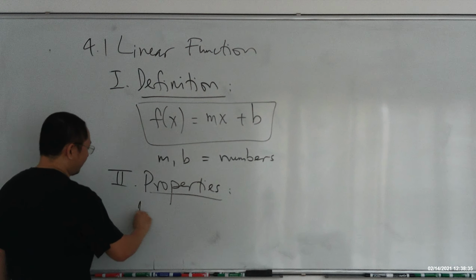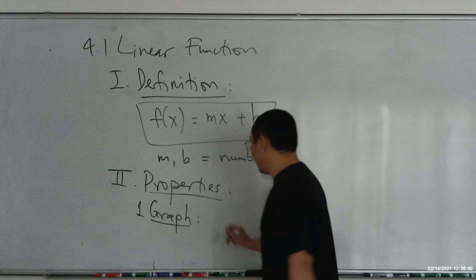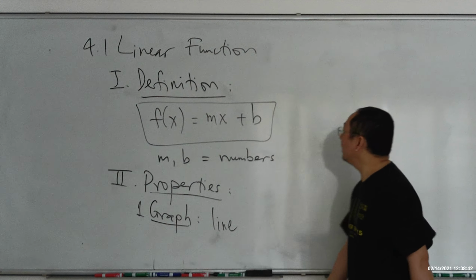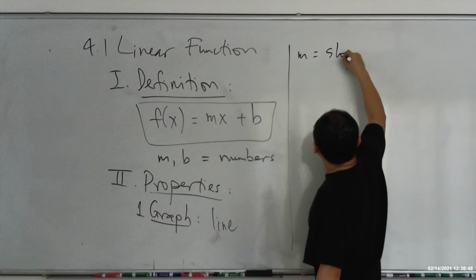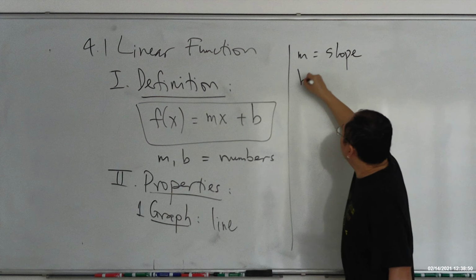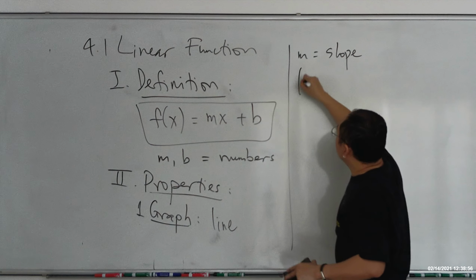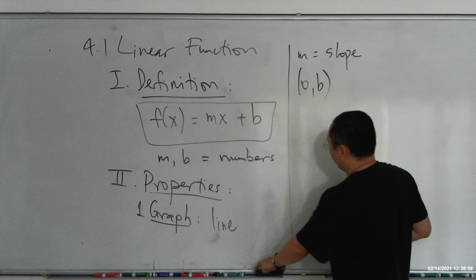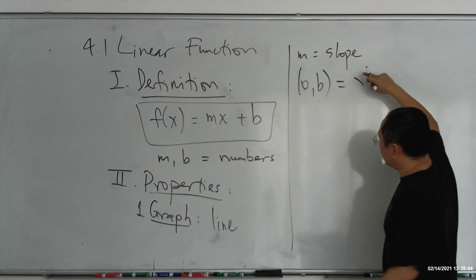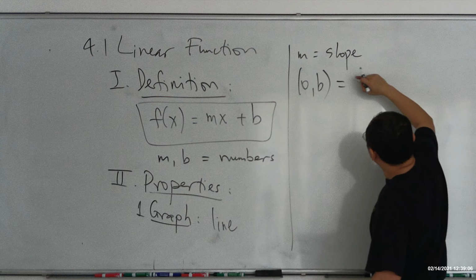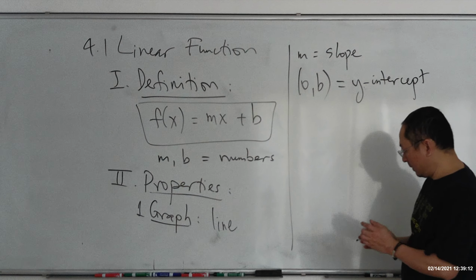The first one, graph. What kind of graph are we going to have if we graph a linear function? We're going to have a line. We know this, right? And m right here will be the slope of the line, and b, well, the book writes it this way, but I don't like the way the book writes b. I'll write it this way: (0, b). It looks like a point, right? Where 0 is the x coordinate and b is the y coordinate, the y-intercept.